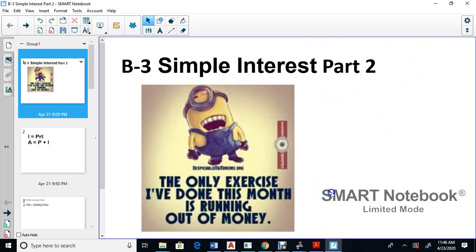Here we go. We've got one of these minions here. And what is he saying? The only exercise I've done this month is running out of money. Again, this is part of our finance unit, so I've got this finance joke.